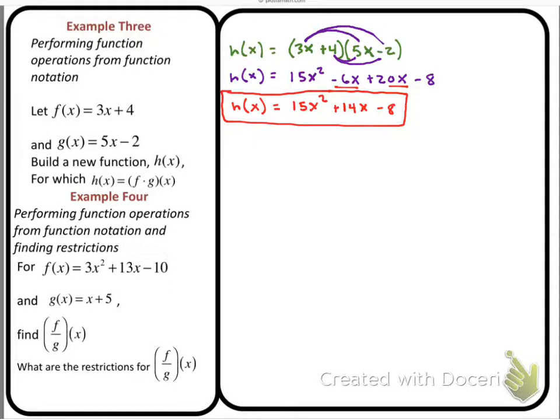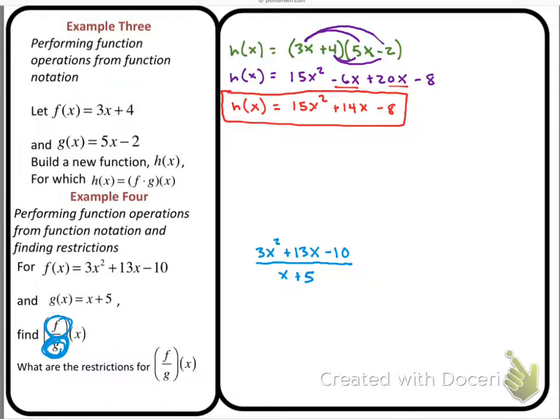All right, last example here. We're going to be dividing f divided by g. So let's go ahead and write this out. So f of x goes on top, right? Because it tells us here f goes on top, so this is 3x squared plus 13x minus 10 divided by g goes on the bottom, x plus 5.